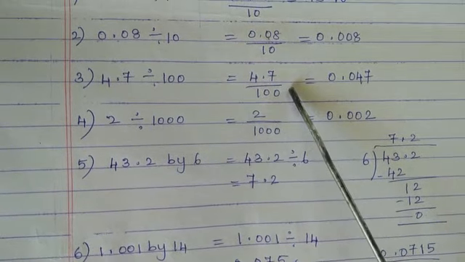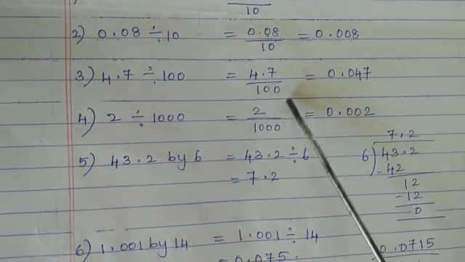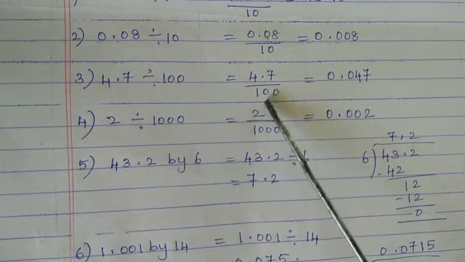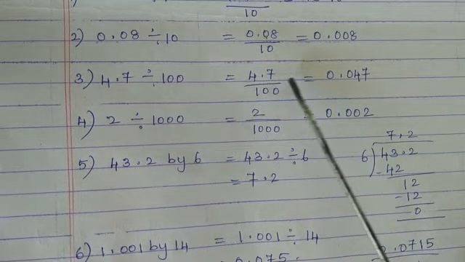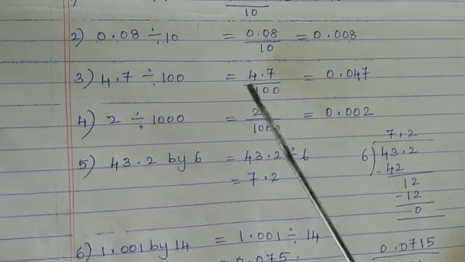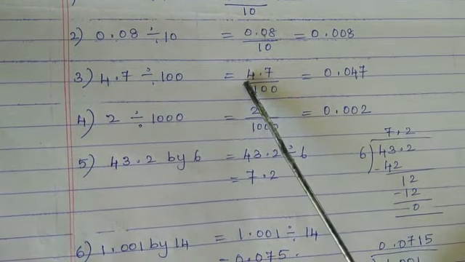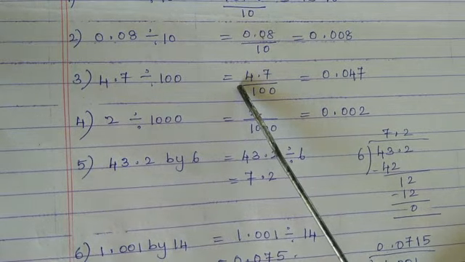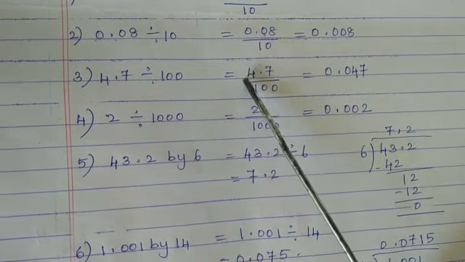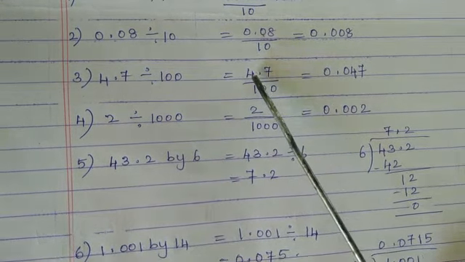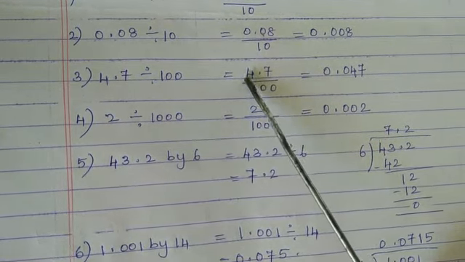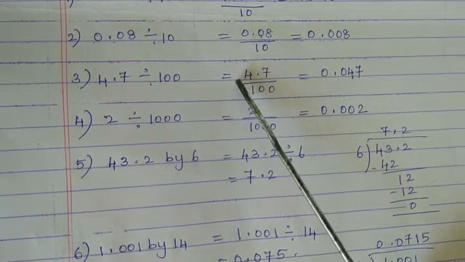So write it in this form, 4.7 divided by 100. Here we need two places from the whole number to the decimal places. Here only one place is there. So now we have to add one more digit, that is 0. Where do we have to add it? Suppose if we add 0 after 4, that is 40. If you add 0 before 4, that is 04.